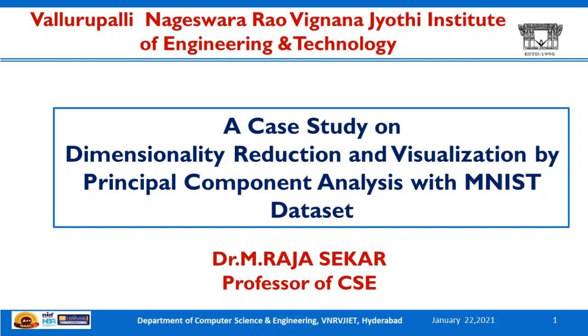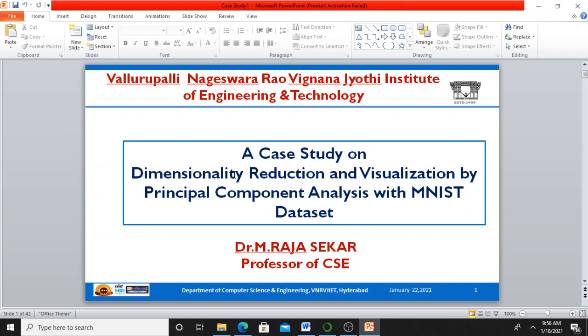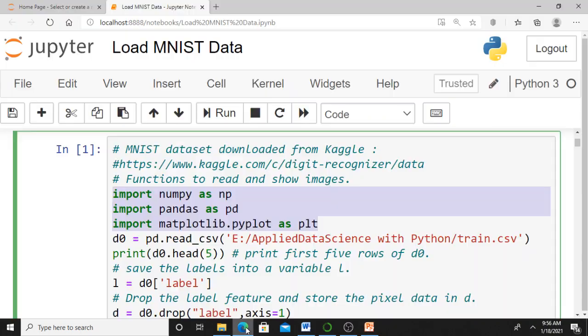We will try to understand a demonstration on dimensionality reduction and visualization by principal component analysis with the MNIST data set. Let me go to Jupyter notebook. This is my Jupyter notebook. I collected the data set from the famous website kaggle.com.